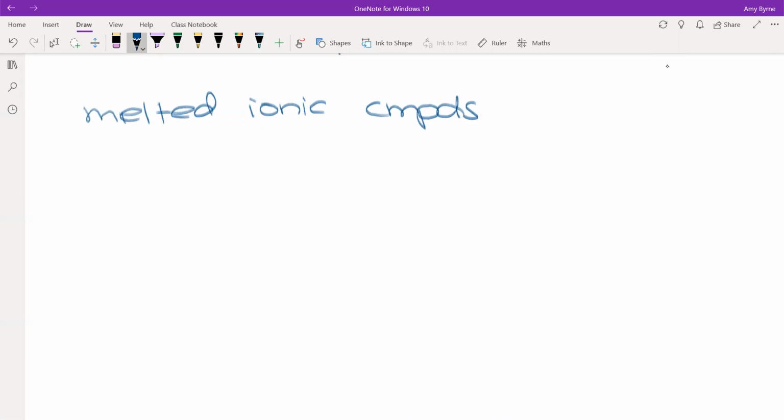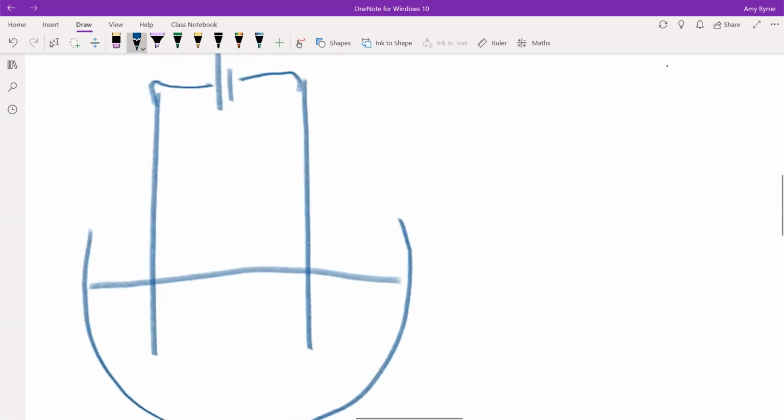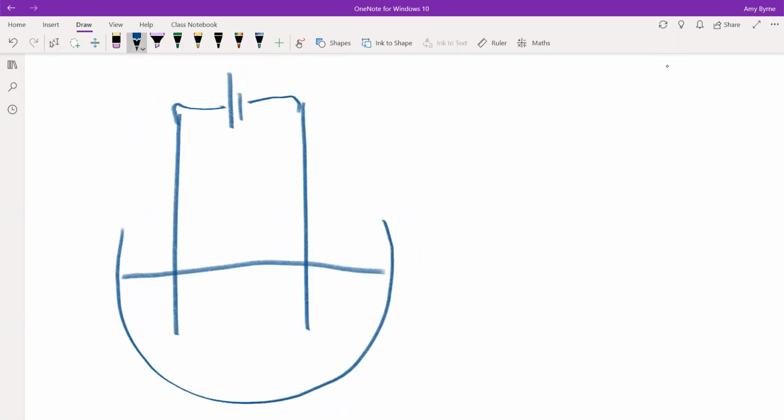Okay, so if I have a crucible with liquid lead bromide in it, set up to a power supply, this is the negative end of my battery and this is the positive end of my battery. If this is PbBr2 liquid, start by listing down the ions that you have in this liquid. So in this liquid, I have Pb2+ and Br-.